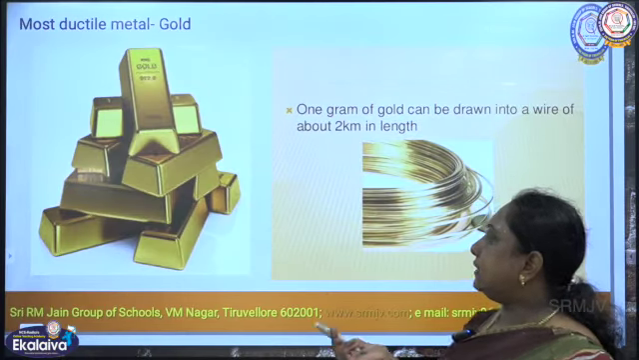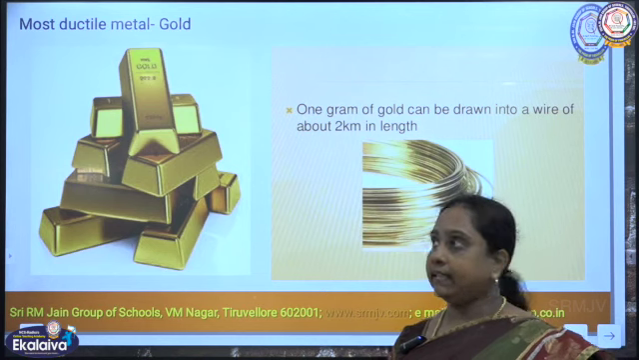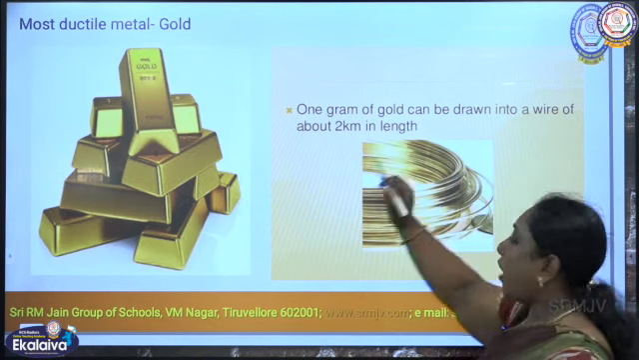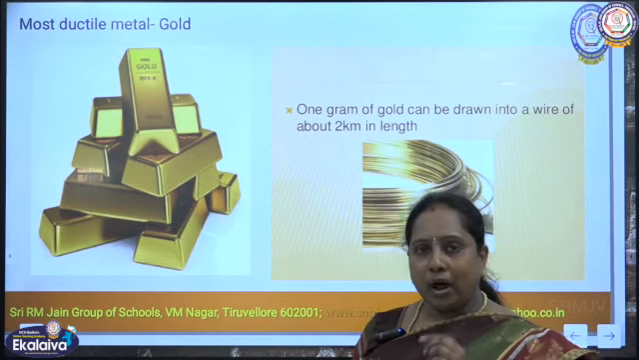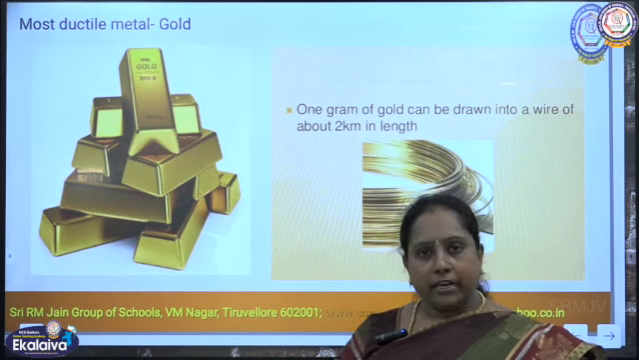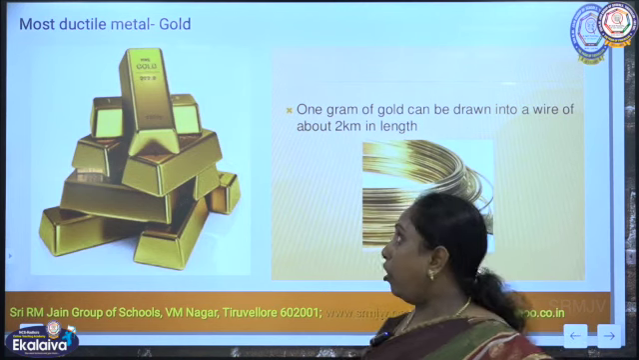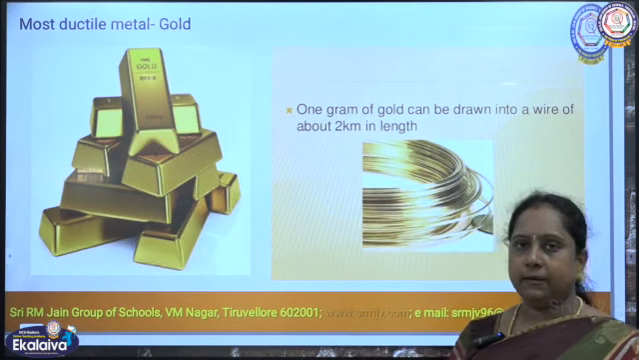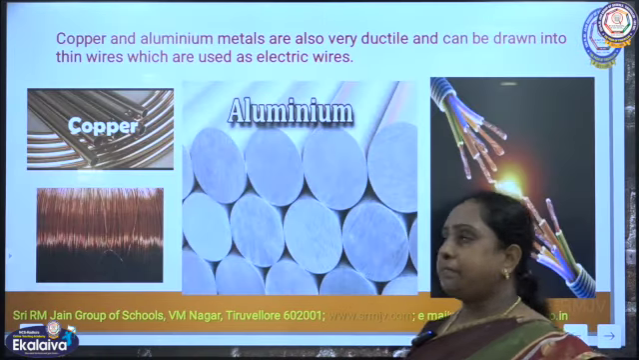So, the most ductile metal, if you check, is gold, none other than gold. 1 gram of gold can be drawn into a wire of 2 kilometers of length. If you take 1 gram of gold, that 1 gram of gold can be beaten into a thin sheet and the wire can be drawn. So, the length of the wire will be 2 kilometers. It has high ductile capacity.